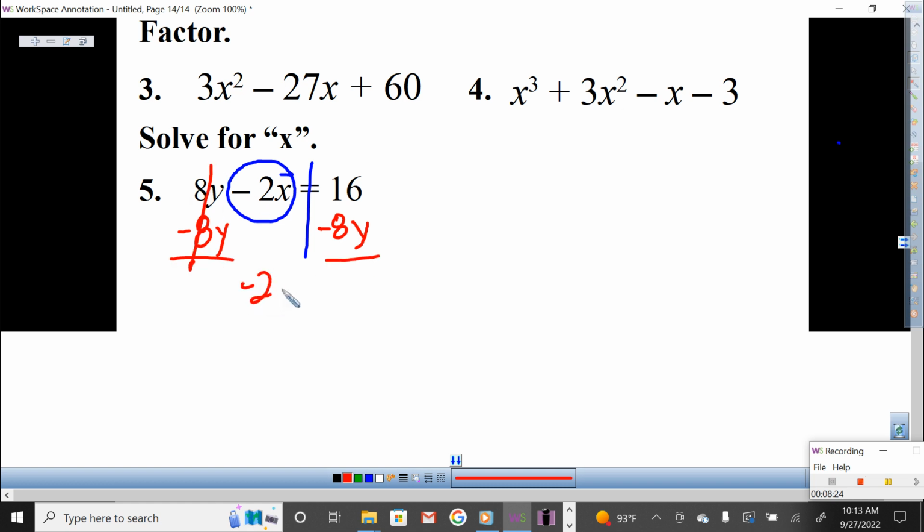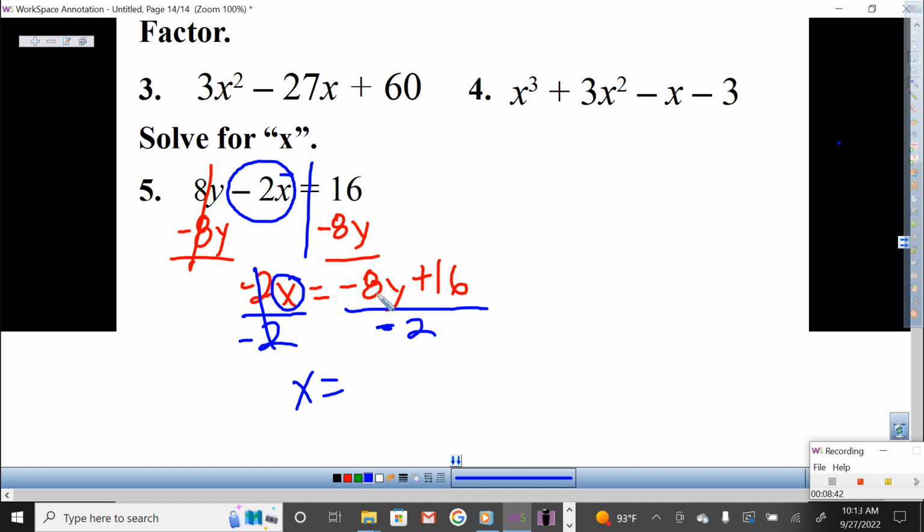We're left with negative 2x equals negative 8y plus 16. Is the x still by itself? No, there's a negative 2 multiplying, so that means we need to divide by negative 2, divide by negative 2. We're left with x equals, what is negative 8y divided by negative 2? Positive 4y. What is 16 divided by negative 2? Negative 8.